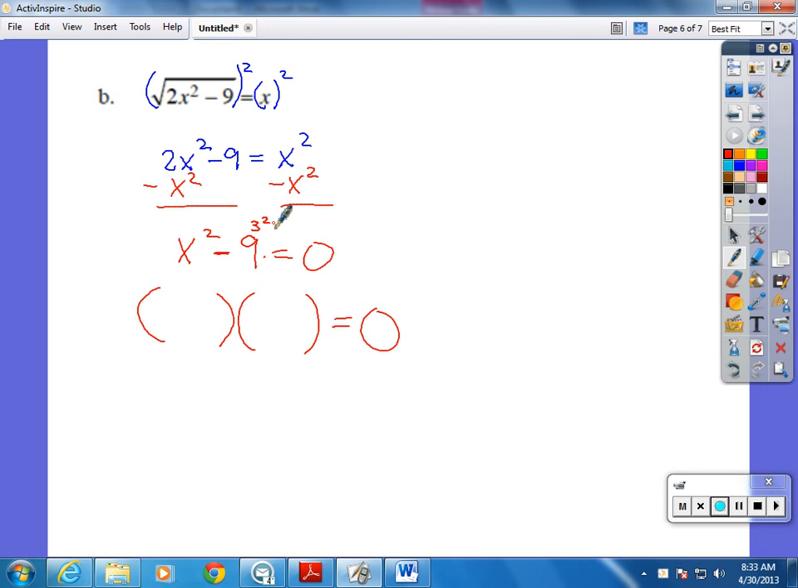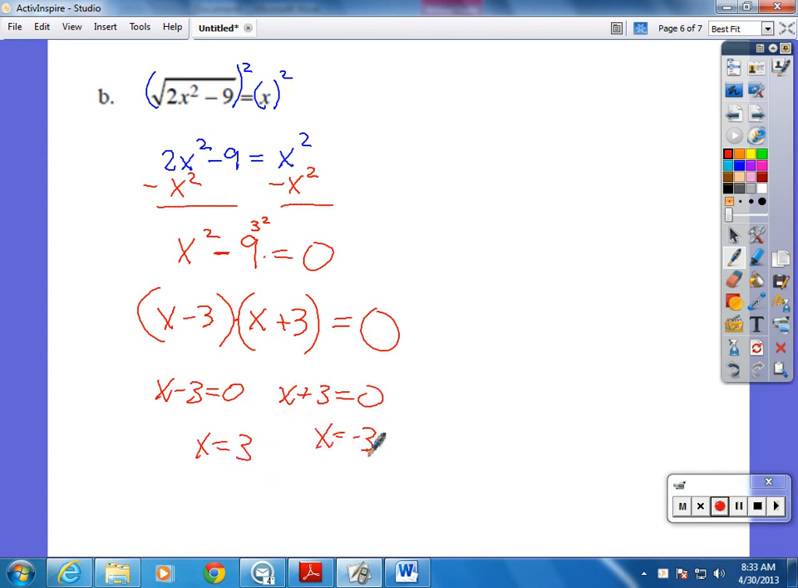And what does that factor into? Maddie? X minus 3, x plus 3. And then once I have that factored, I just separate these two using zero product property. Go down to B, review there, to solve for x.